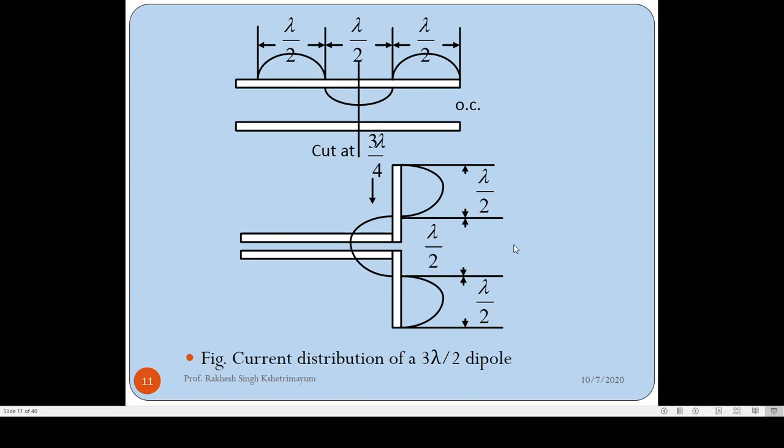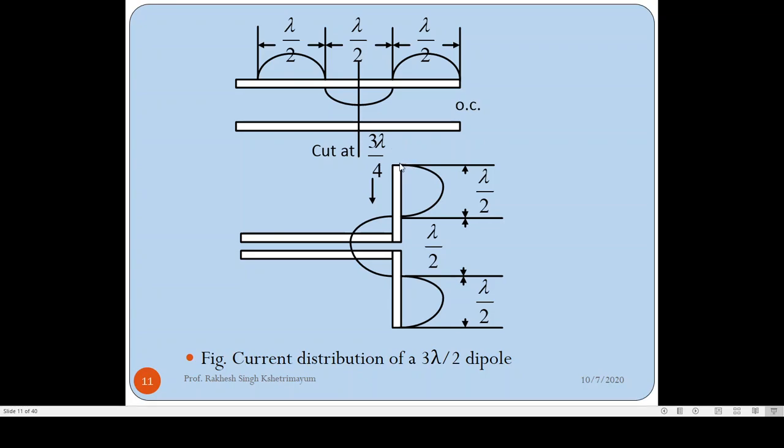You can even keep on doing it. Let's say you want to find the current distribution of a 3 lambda by 2 dipole. So what is half of 3 lambda by 2? 3 lambda by 4. So this portion will be 3 lambda by 4, this portion will be 3 lambda by 4. So you cut the transmission line at 3 lambda by 4. What you have at the end is this. Then you have minima, then negative minima. So this is what it looks like.